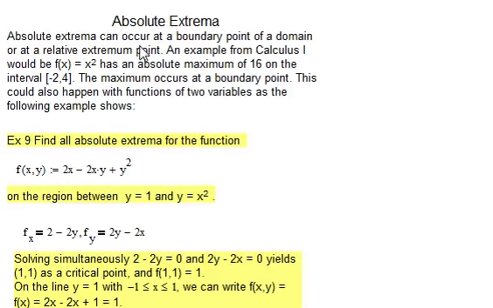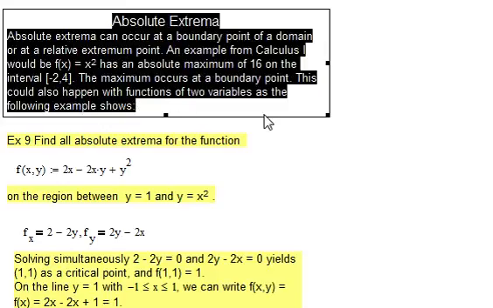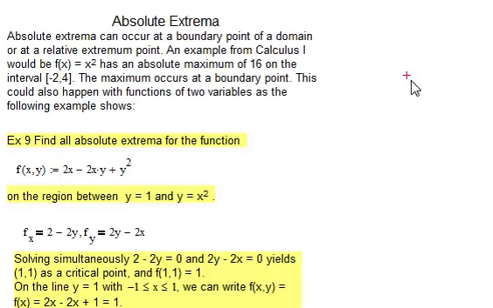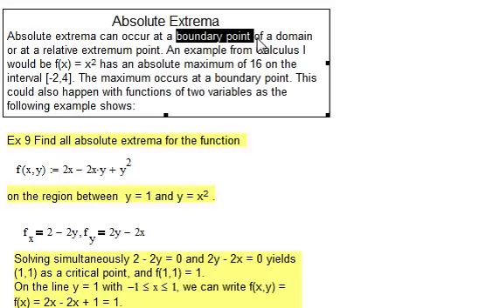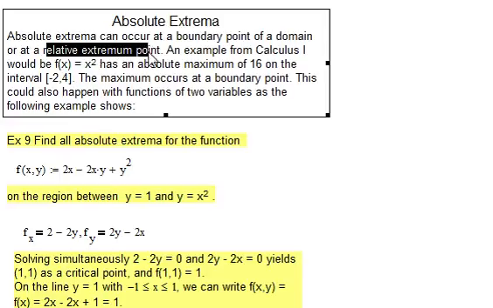Well, this brings us to the topic of absolute extrema. I may have already discussed this a little bit, but absolute extrema can occur at a boundary point of a domain or at a relative extremum point.